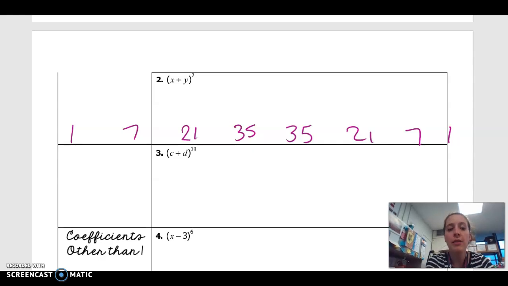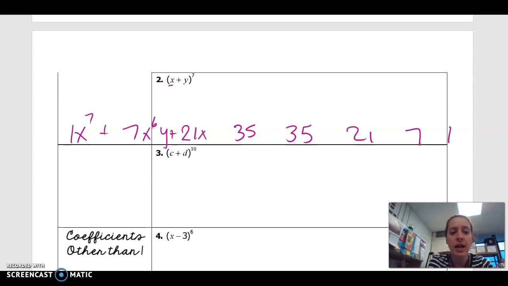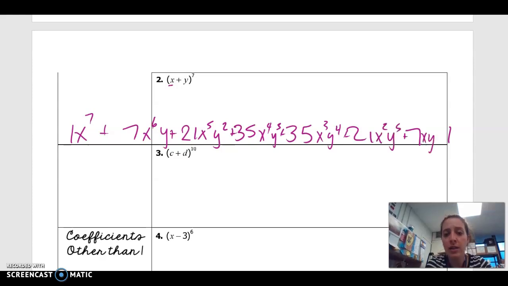So I know that this works really well when I just have variables in here. We'll look at an example when there's numbers thrown in as well. My x value starts with the highest exponent, and it would be y to the 0, which just goes away. So then I've got x to the 6th, y. Then x to the 5th, y squared. Then x to the 4th, y cubed. Then x cubed, y to the 4th. Then x squared, y to the 5th. And x, y to the 6th. And then y to the 7th.